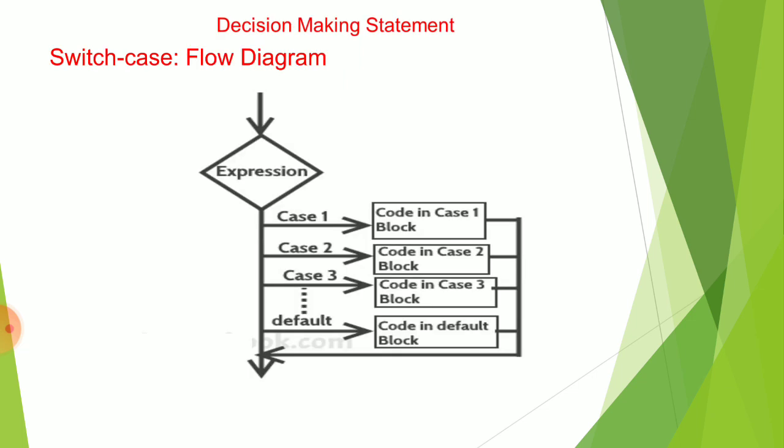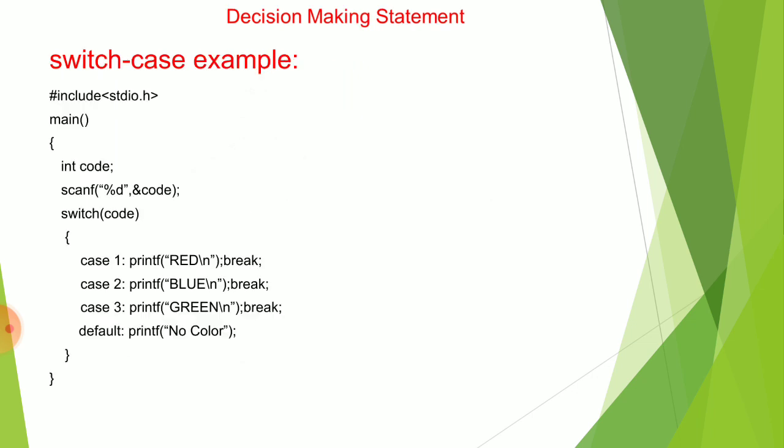It is a flow diagram for switch case. This is the example for switch case statement where code is input. It is matched with case 1 or case 2 or case 3. Otherwise, the default block is executed.